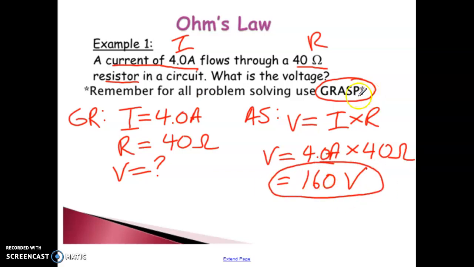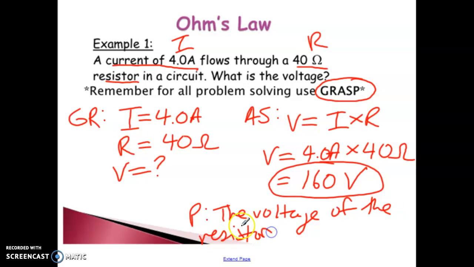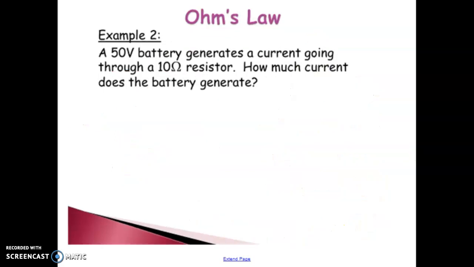P is basically a paraphrase. So we can say the voltage of the resistor is 160 volts. You're just writing a paraphrase or a therefore statement. Okay, let's look at another example. A 50-volt battery generates a current going through a 10-ohm resistor. How much current does the battery generate?